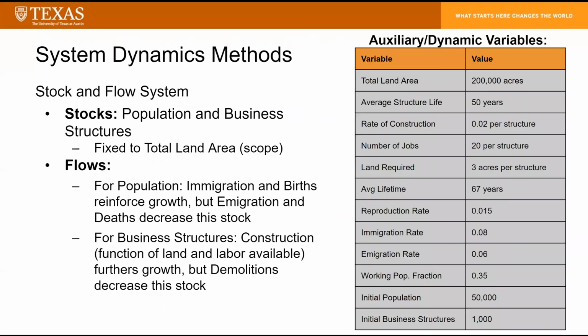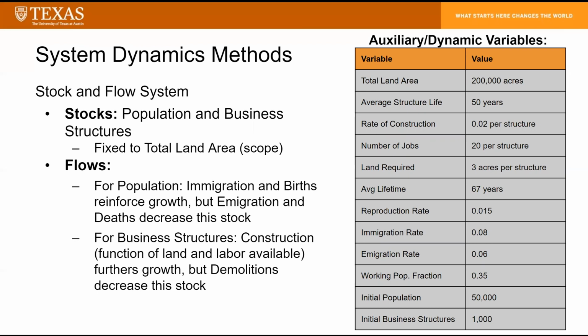Once we had the causal loop diagram, we created a stock and flow diagram based on the different parameters and reinforcing and balancing loops that we identified. Although there were a lot of variables and parameters, as you can see from this table on the right, we actually only had 2 stocks in this model, as there were only 2 main things that we really cared about keeping track of the number of over time. And so that was population and business structures.